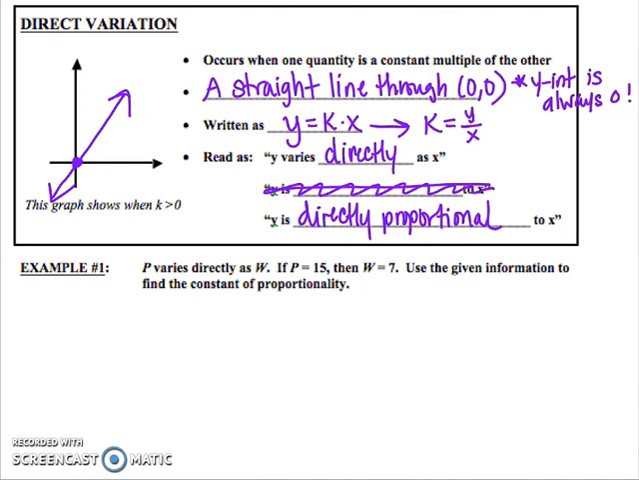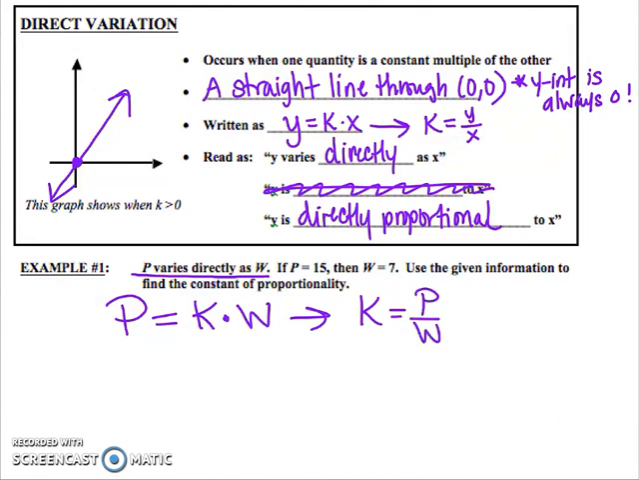So let's look at our first example. P varies directly as w. Okay, so that tells us, this line right here, P varies directly as w, tells us that we have an equation that looks like P equals some constant of variation k times w. If P is 15, then w is 7. Use the given information to find the constant of proportionality. Well, if this is our equation, then to find k, we would just do P divided by w. So for this particular problem, our k value is going to be 15 over 7, and that would be our constant of proportionality. And that's all they're asking us to find for this one.